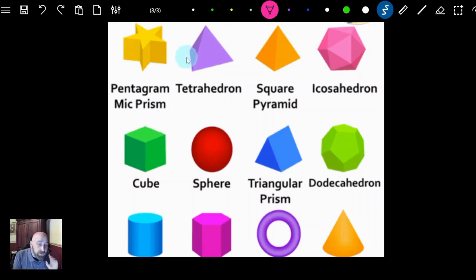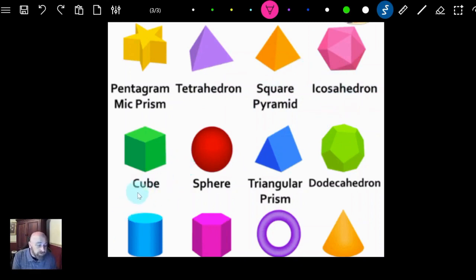This tetrahedron only has 3 sides. So you have one side here on the left, one side here in the front, and then one side here in the back. There's only 3 sides to this. In other words, the base is a triangle in the tetrahedron. Square pyramid, like I said, that's going to be a square base. You don't need to know this one.